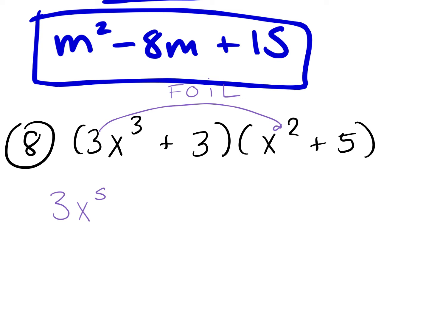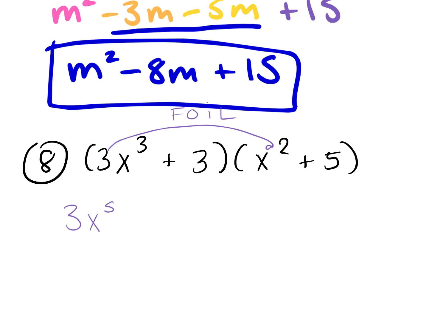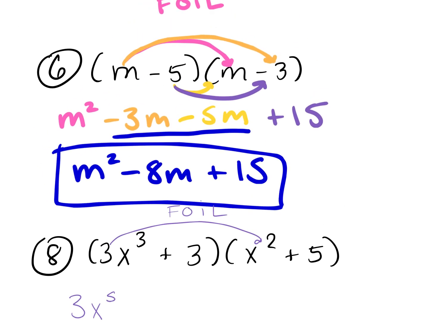Yes? If the exponents are the same, do you still add? You still add them. Just like we did for number 6. When we had m times m, that's what gave us m squared. So we add the exponents when we multiply.